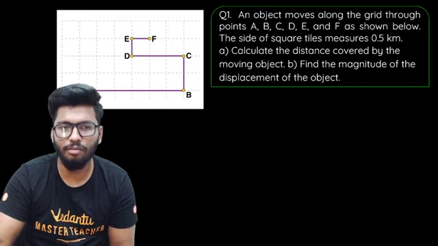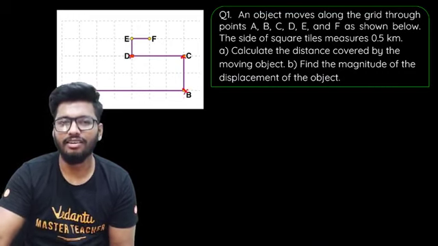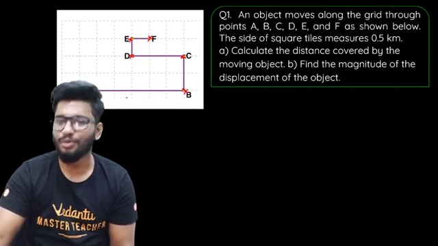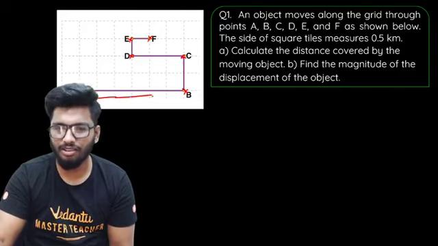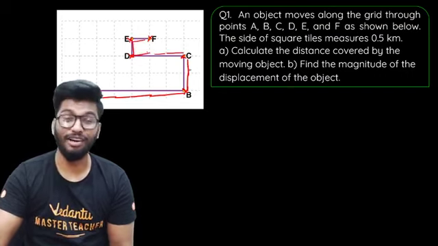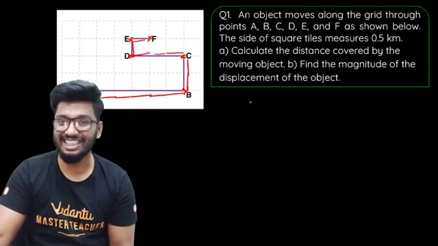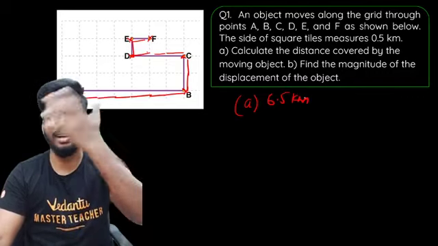He goes all the way from here to here, then to here, then here, then here, and then here. So what is the distance traveled? This is 0.5, 0.5, that is 1, then again 2, 3, 4, 5, 6, 6.5 kilometer is the distance traveled. So 6.5 kilometers is the distance traveled because that is the path taken.